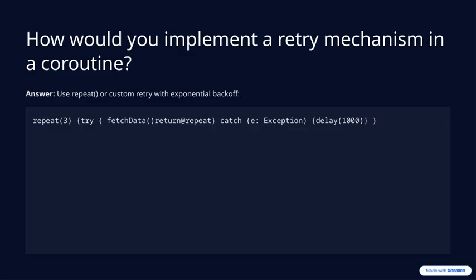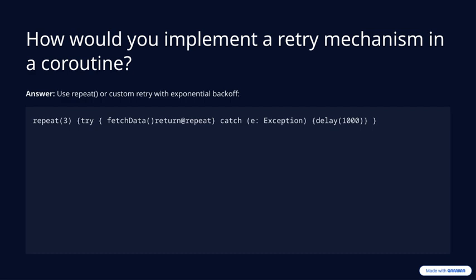So, when thinking about implementing a retry mechanism in a coroutine, there are a couple of effective approaches we can consider. One straightforward method is using the repeat function. This allows us to attempt an operation multiple times, like trying to fetch data up to 3 times. If an exception occurs during fetch data, we catch it and then introduce a delay, say, 1 second before trying again. Another, more flexible approach is creating a custom retry with exponential backoff.